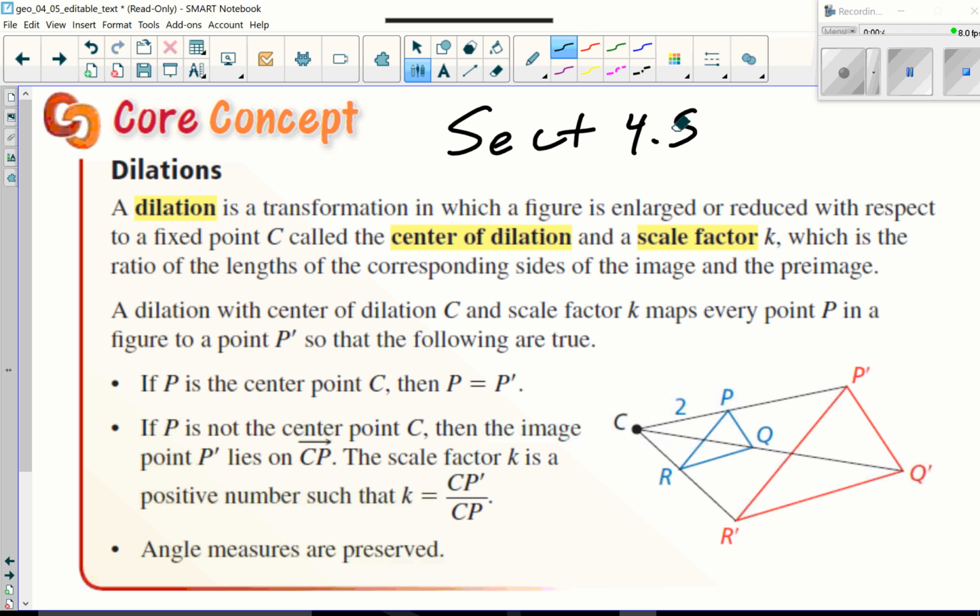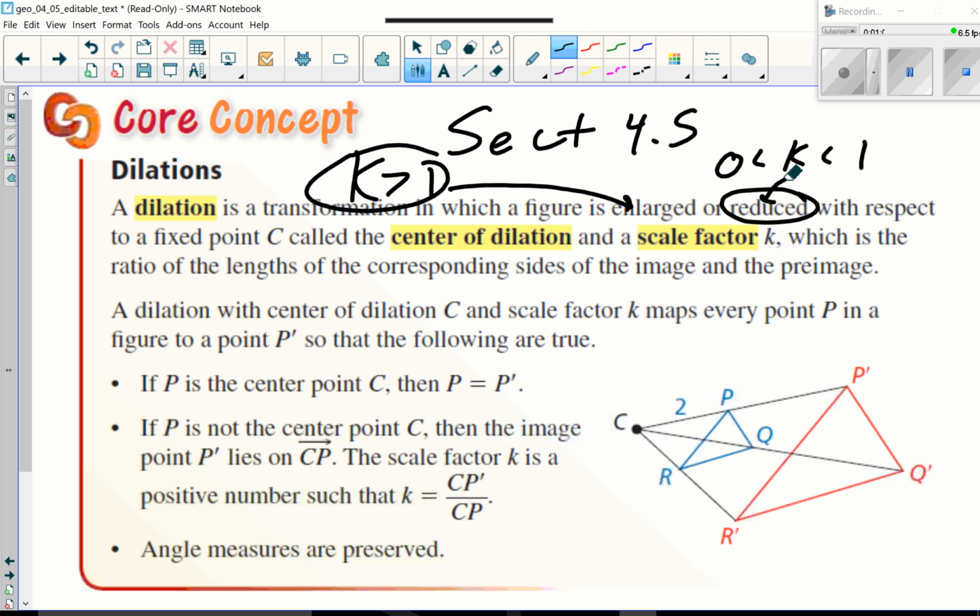based off of a scale factor. We use the letter K to represent scale factor, just like we use M for slope or B for y-intercept. We designate scale factor as K. If the K value is bigger than 1, we're going to have enlargement. If the K value is between 0 and 1, we're going to have reduction.